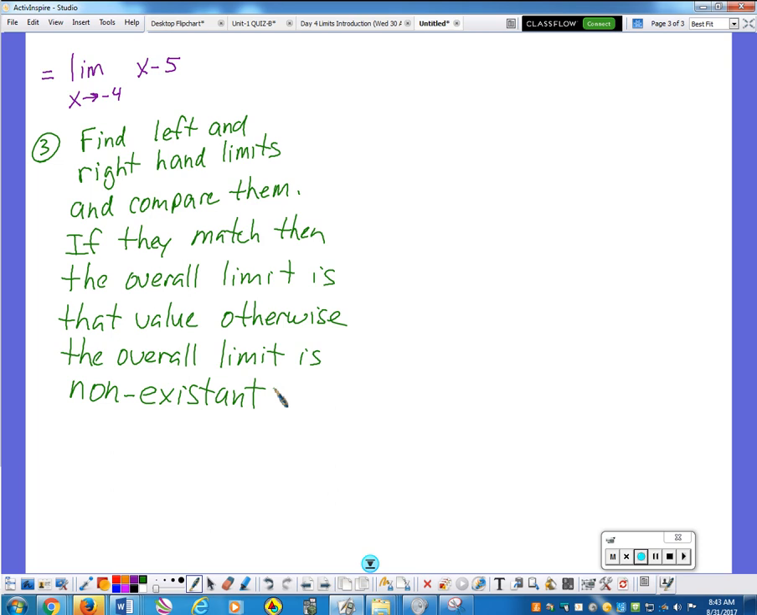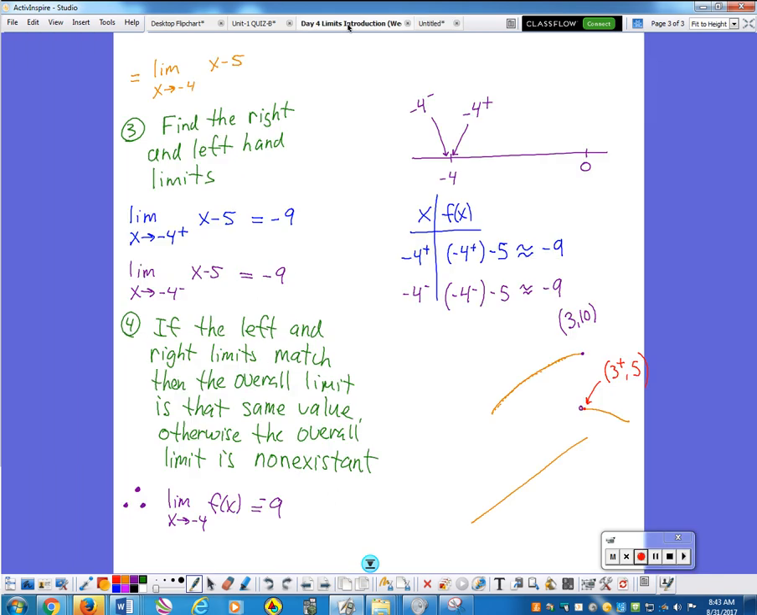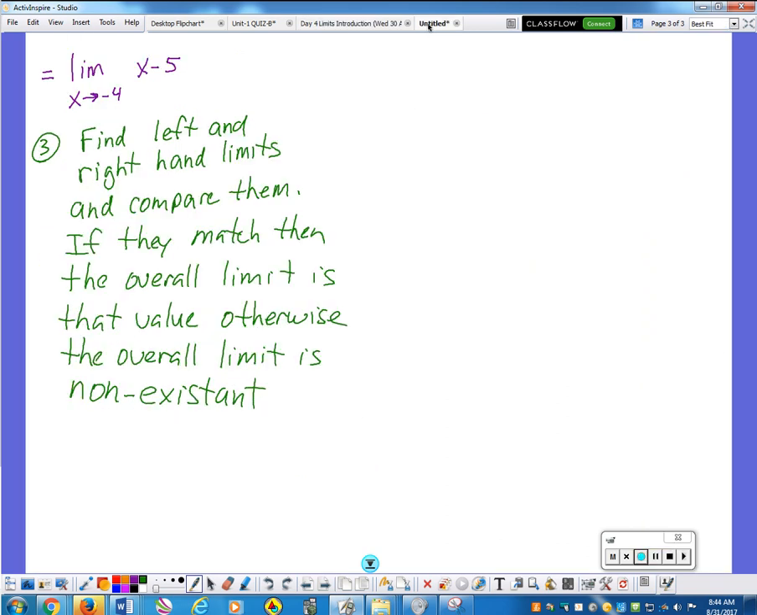So we need to find the left and right hand limits. We compare them. If the left and right limits match, they're the same value, then the overall limit is that value. If the left and right limits don't match, then we declare the overall limit to be non-existent. Check my notes to make sure I'm not forgetting something. Okay. In some classes I listed as step 3 and 4. I don't really care. You have to do that process.